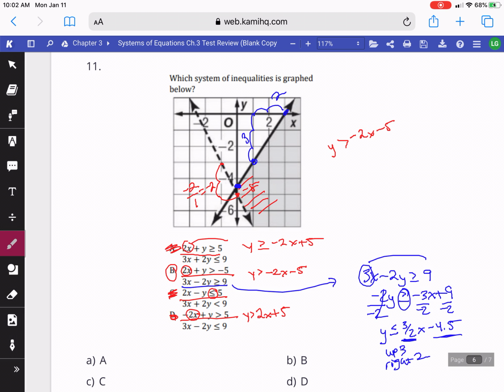So that matches up, and then it's a solid line, so it has the equal to, and it's shaded underneath that line, so less than. So B here is the correct answer, okay?